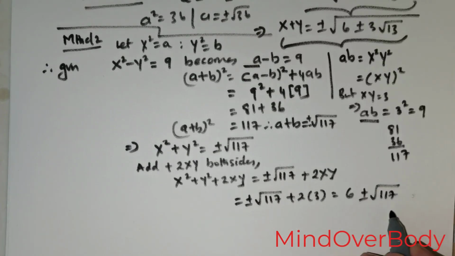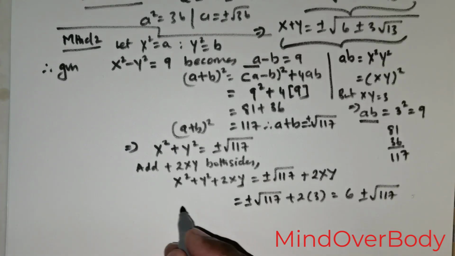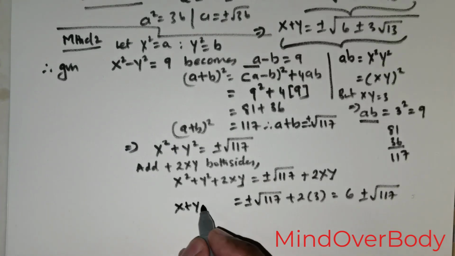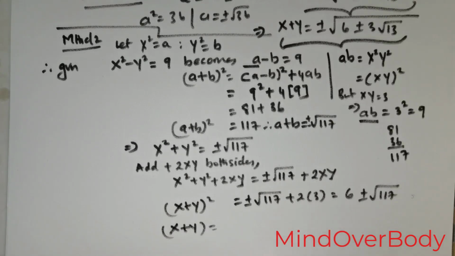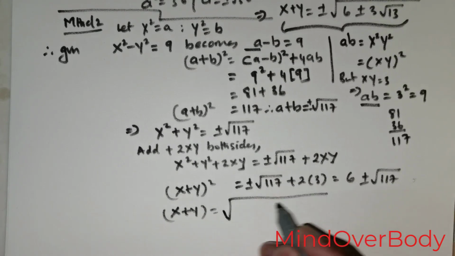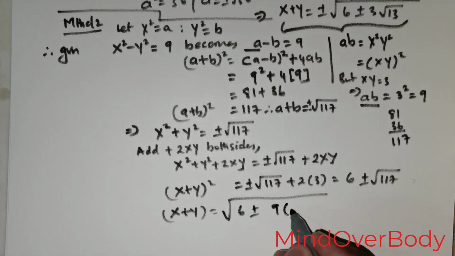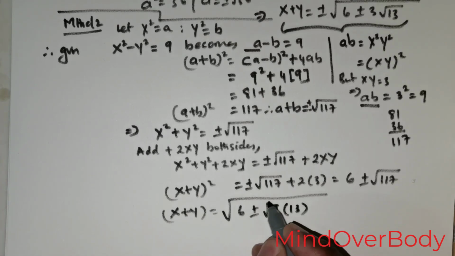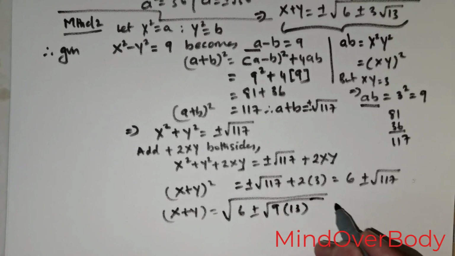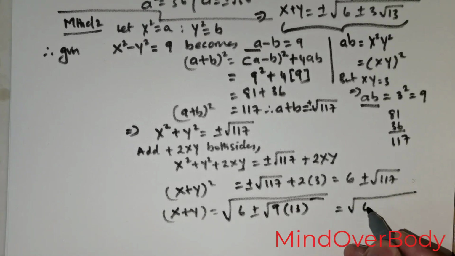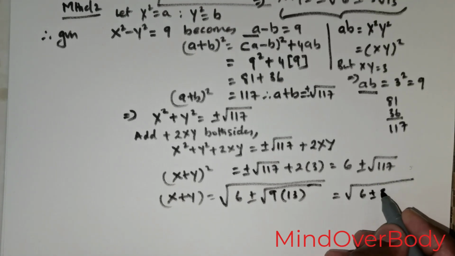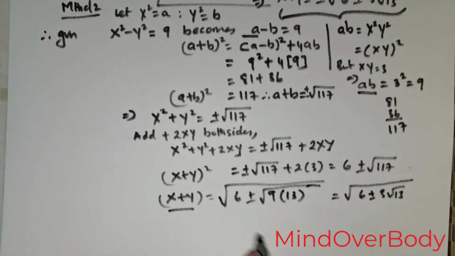So on the left, this is going to be x positive y raised to the power 2, which can be rewritten as x positive y. Now if I take this 2 to the other side, it will become a radical sign. So this is going to be square root of 6 plus or minus. Now 117, I'm going to write as 9 times 13. Of course there is a square root, so this can be further rewritten as root of 6 plus or minus 3 times root of 13. So this is the value that is required, and we have obtained this. So this is method number 2.